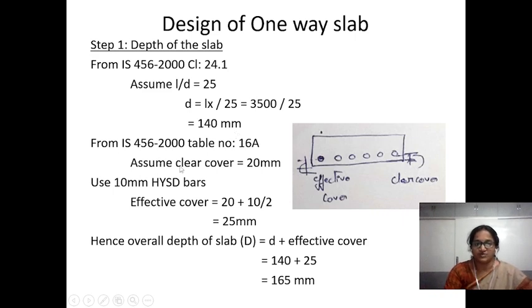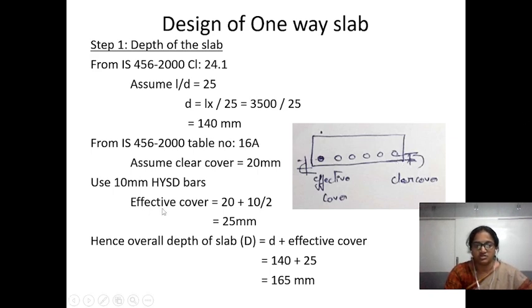Now coming to the clear cover. For each and every RCC structure, we have to provide cover. The clear cover is taken from IS 456 2000 table number 16A. So the cover for this slab will be 20 mm. Use 10 mm HYSD bars, so the effective cover will be 20 plus 10 by 2. Clear cover means from the bottom of the rod to the outer surface of the concrete, whereas the effective cover means from the center of the diameter of the bar to the edge of the concrete.